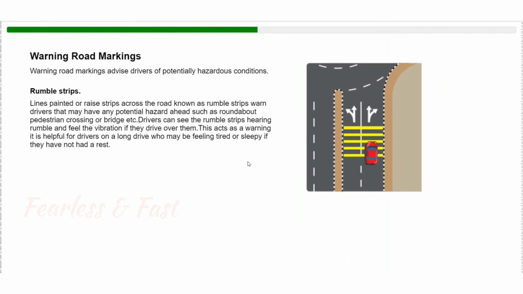Warning road markings. Warning road markings advise drivers of potentially hazardous conditions. Rumble strips. Lines painted or raised strips across the road, known as rumble strips, warn drivers that there may be a potential hazard ahead, such as a roundabout, pedestrian crossing or bridge. Drivers can hear the rumble and feel the vibration if they drive over them.